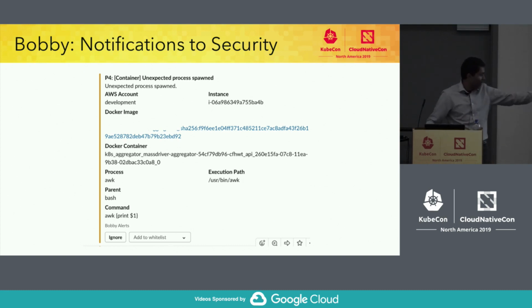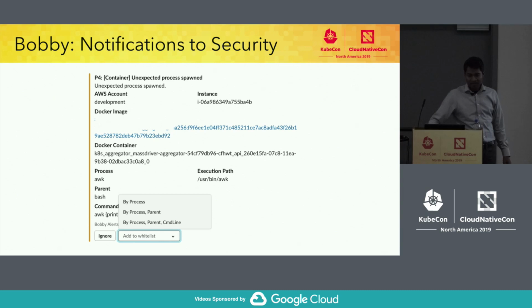And here you can see the whitelisting options. These are the 3 whitelisting options that we have. These options change depending on whether it's a networking alert, a file alert, or a process alert. Since this is a process alert, you can whitelist just by process name, so it will be whitelisted using process and execution path.